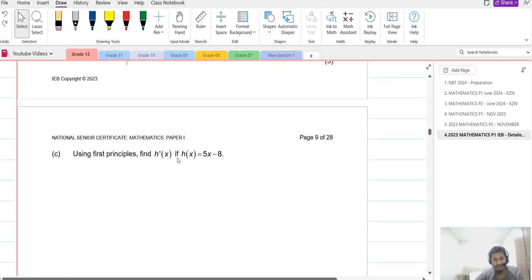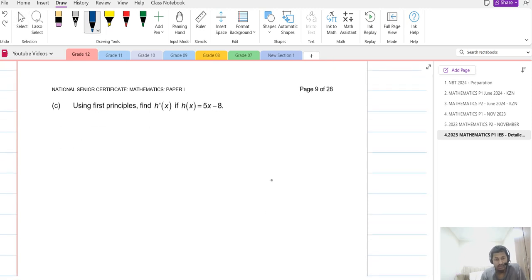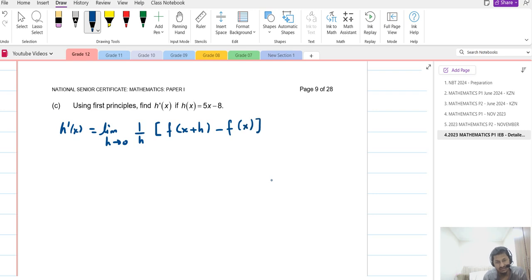Using first principles, find h prime x if h of x is equal to 5x minus 8. That's a basic linear function. So h prime x is equal to the limit as h approaches 0 of 1 over h into f of x plus h minus f of x. Remember, your formula says it's all over h. I just took out that h on the outside, so I made it 1 over h.